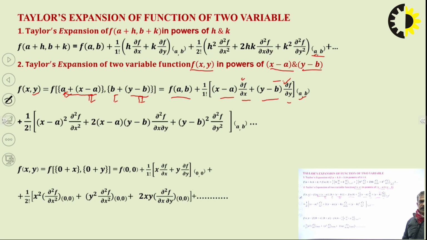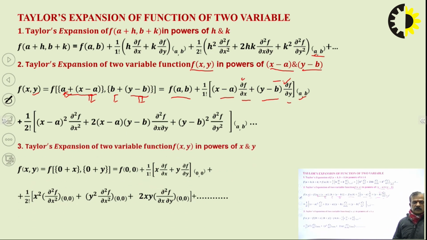The third term is 1 upon 2 factorial into x minus a whole square into del 2 f over del x square plus 2 into x minus a into y minus b into del 2 f over del x del y plus y minus b whole square into del 2 f over del y square, with the values of these derivatives at x equal to a and y equal to b.